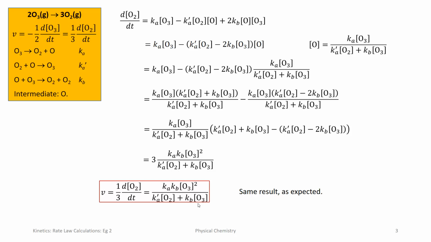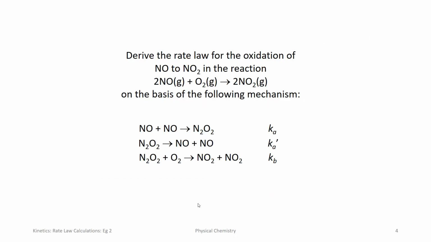That's it for this example and this video. In the next video in this set of videos, we'll examine deriving a rate law for the oxidation of nitrogen monoxide to nitrogen dioxide on the basis of the following mechanism shown here.